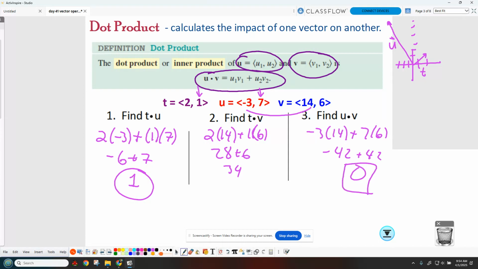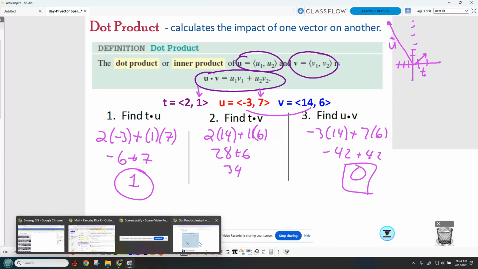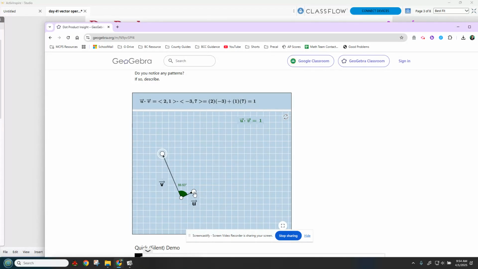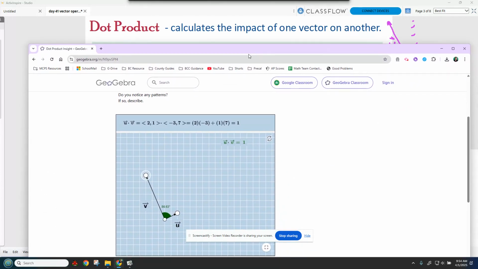All right, well, let's look. Negative 3, 7, and what was the other one? 14, 6. They make a right angle.